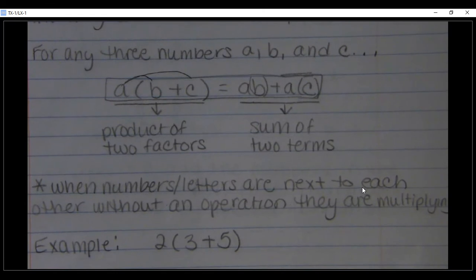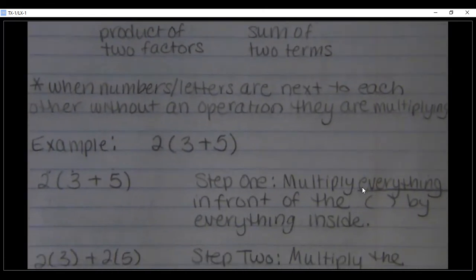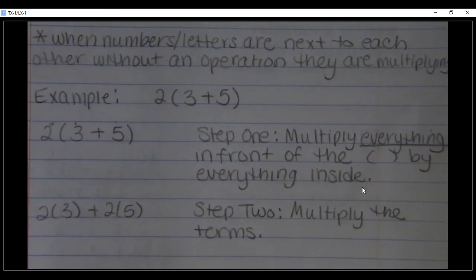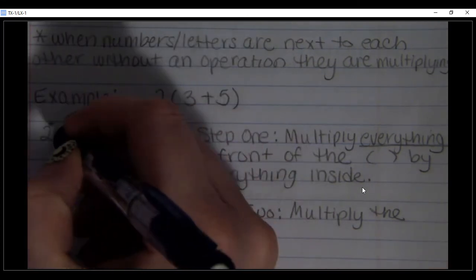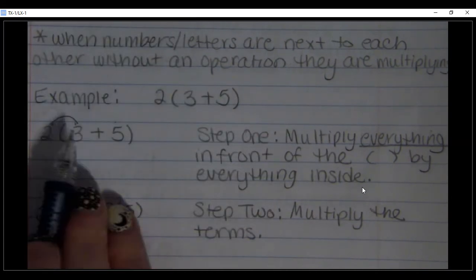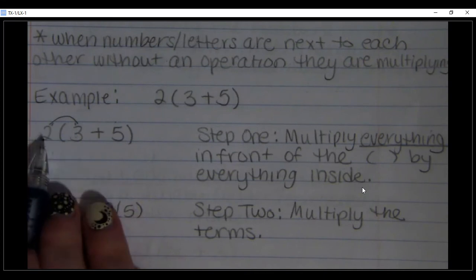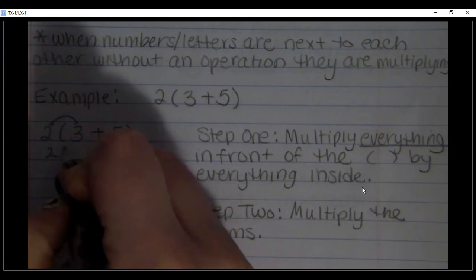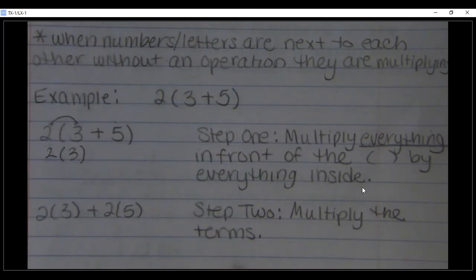So let's take a look at this with actual numbers. Hopefully this helps a little bit more. So here's our example, 2(3 + 5). Step 1 is to multiply everything in front of the parentheses by everything inside. What I like to do is take my pencil and draw a line going from the number in front to the first number inside the parentheses. That's a reminder to me saying, hey, I need to multiply 2 times 3 together.